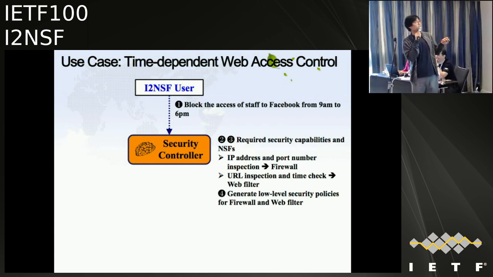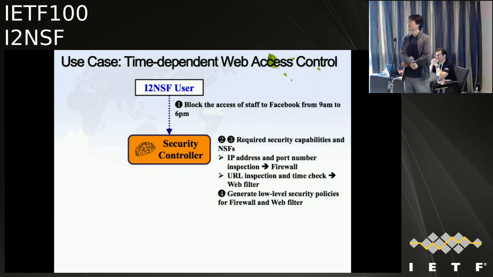Actually, this is an example of a high-level policy. In this case, the I2NSF user doesn't have to worry about the specific IP address being used by STEM members, something like that. This is a user-friendly high-level security policy. But from this policy, we cannot directly apply what we want. So the security controller needs to identify the IP address being used by STEM members. That is the part of the translation.